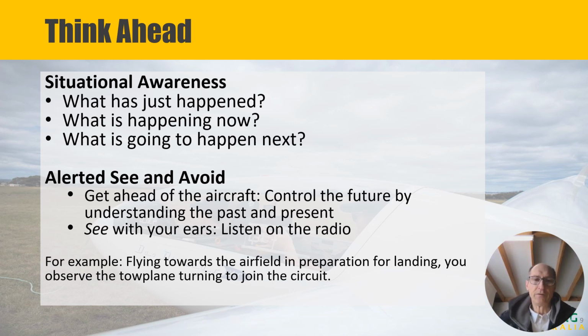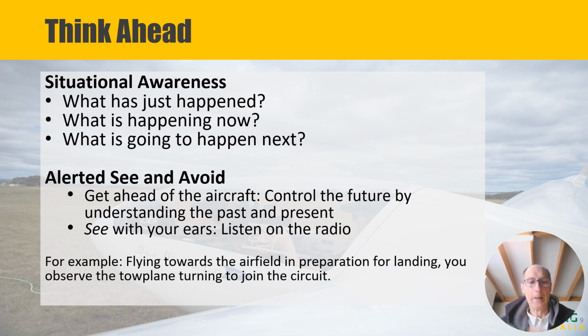When you first start learning to fly, everything seems to happen, and then you think about it, and then it's in the past. And what's coming next is actually quite difficult to determine. The more experience you get, you can get more situational awareness, knowing what has just happened, what is happening right now, and planning for what is going to happen next. We call this getting ahead of the aircraft. We control our future by understanding the past and present, and then doing something in the present to create a happy future.